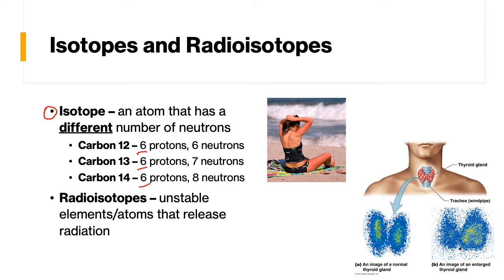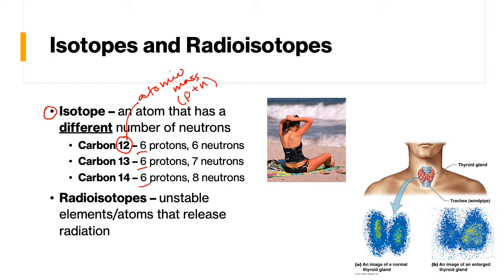So the atomic number is never changing. However, notice that as we look at these different isotopes, the neutron number is changing. So carbon-12, carbon-13, carbon-14, these numbers are actually referring to the atomic mass, or they're referring to protons plus neutrons.